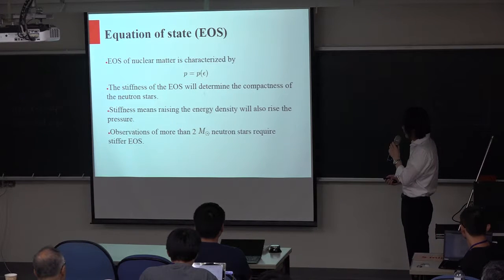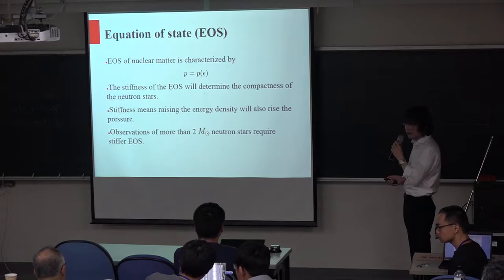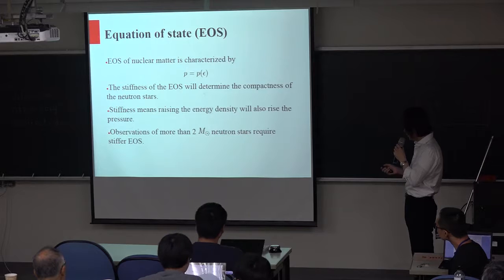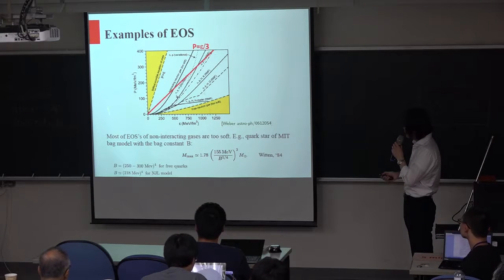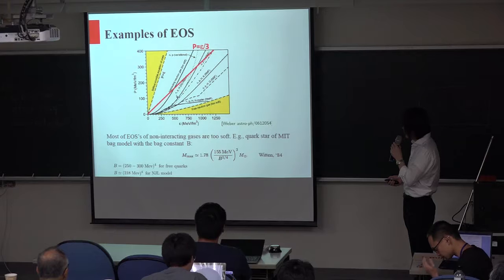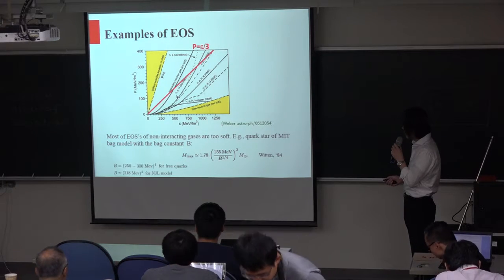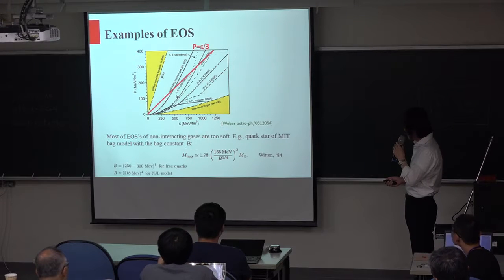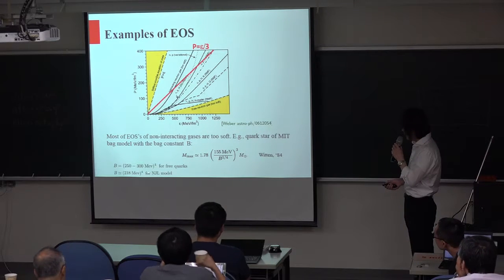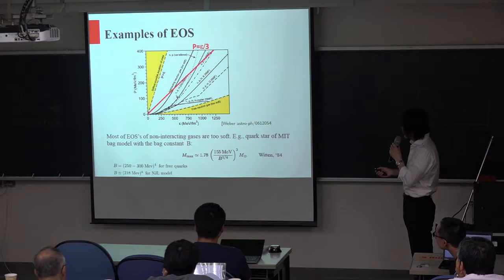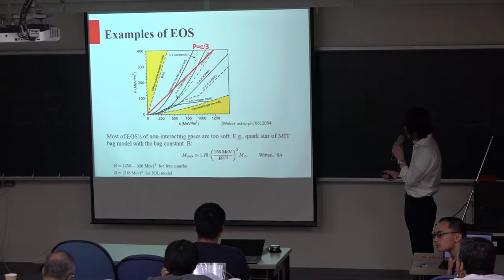In the observation, we found that if we want to have more than 2 solar masses, we need stiff equations of state. So here are some examples of these equations of state. For example, if we have the MIT bag model with this constant B, in this value, we found that it is difficult for the known models to reach 2 solar masses. And so many of the possible approaches are like two thoughts.